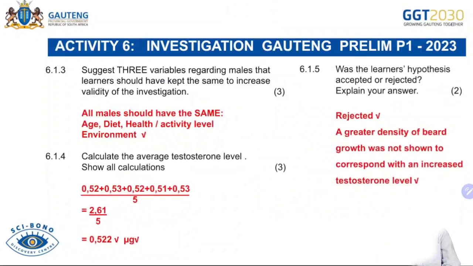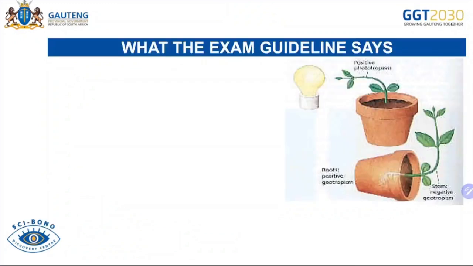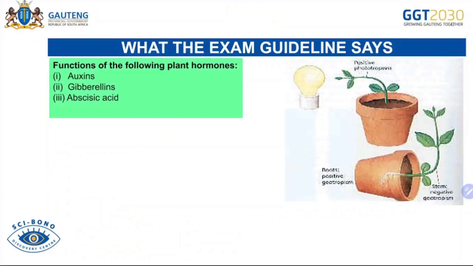Right, what do the exam guidelines say? The functions of the plant hormones, you need to know about auxins, gibberellins, and abscisic acid. Okay, those are the hormones that you need to know. You need to know the role of auxins in geotropism and phototropism, and the role of the hormones of the plant as defense mechanisms, chemicals, and thorns. This section is 13 marks.